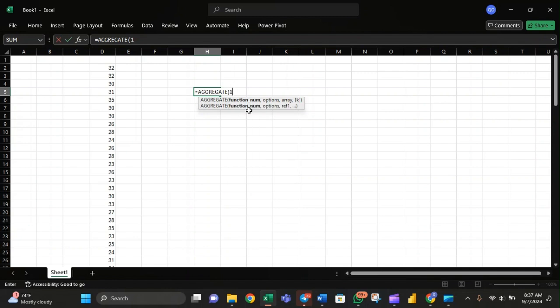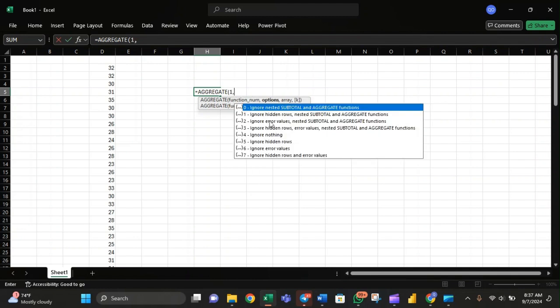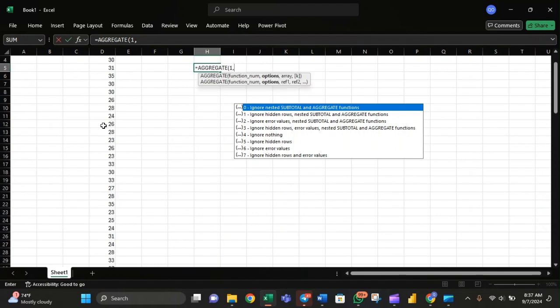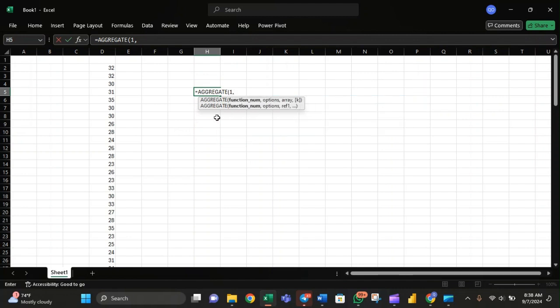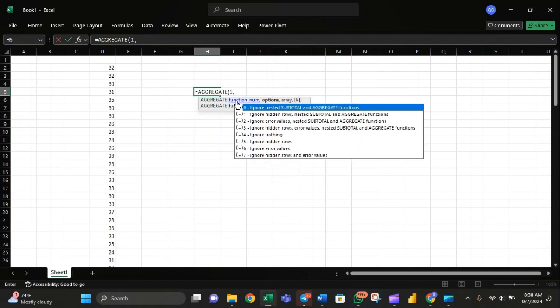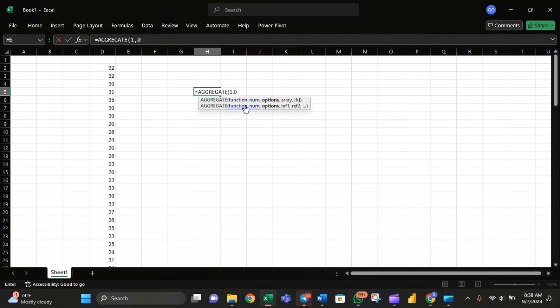I'll just use this comma. Then it's asking me to ignore nested subtotal and aggregate function. What I think it is asking is whether we should ignore the subtotals, that means do I want it to include them as part of my calculation? I don't want that, so I'll just say zero, comma.